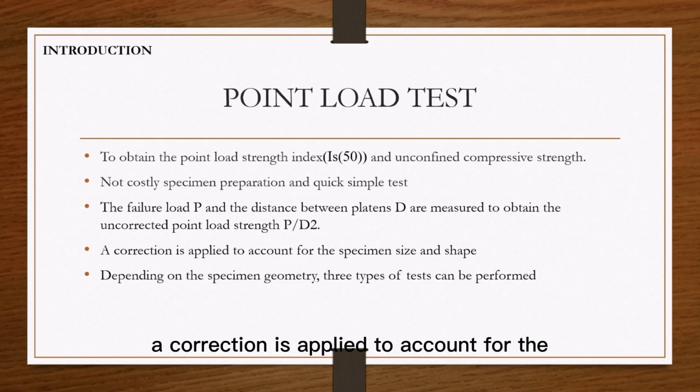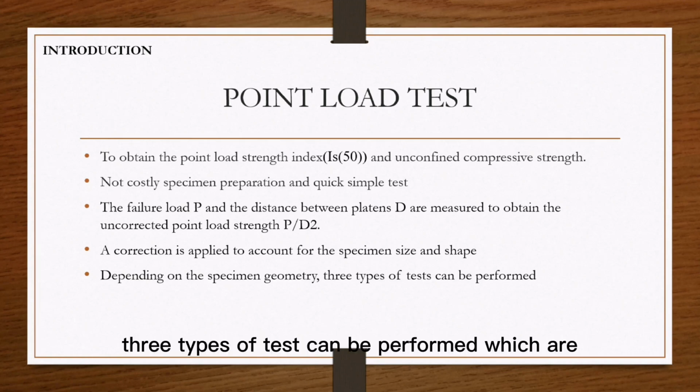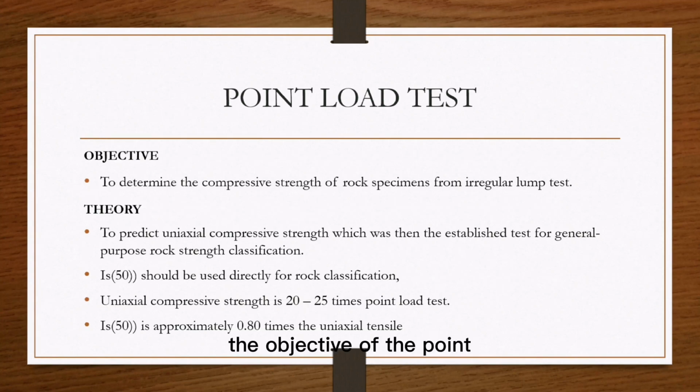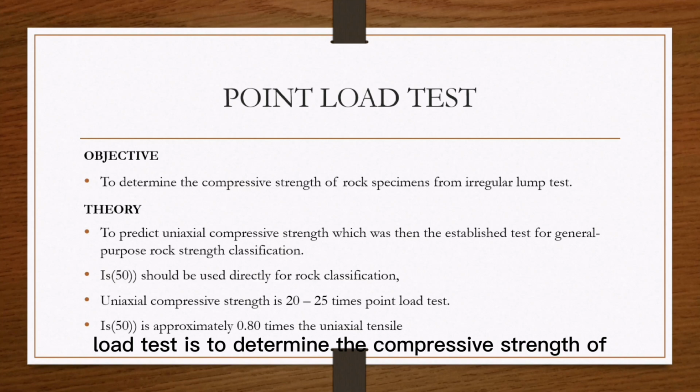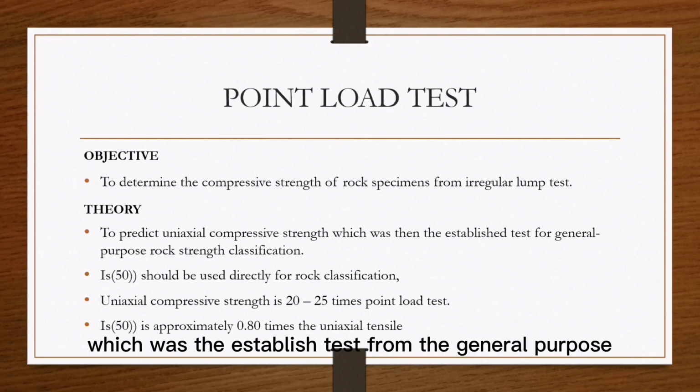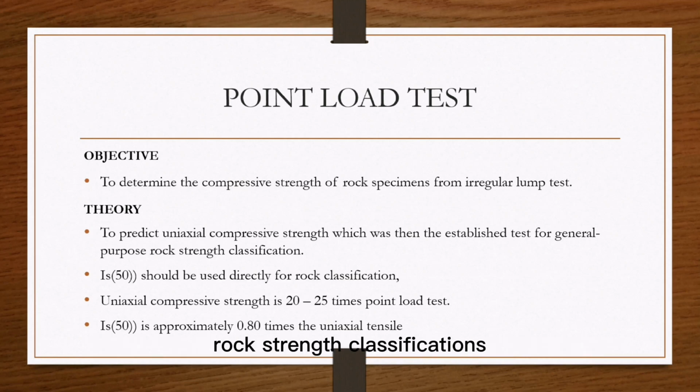A correction is applied to account for the specimen size and shape, and depending on the specimen geometry, three types of tests can be performed, which are diametral, axial, and irregular lump. The objective of the point load test is to determine the compressive strength of rock specimens from irregular lump tests. The theory is to predict the uniaxial compressive strength of rocks and establish tests for general purpose rock strength classification.